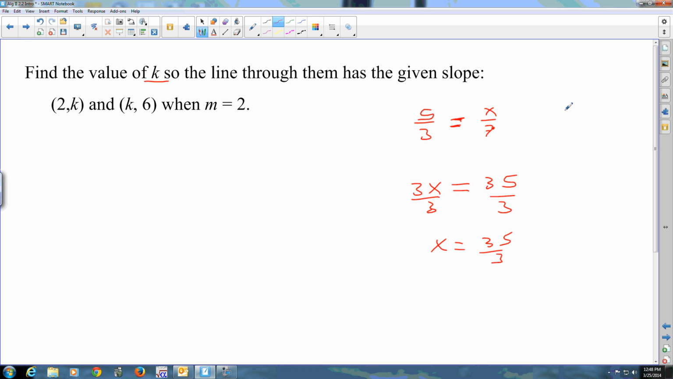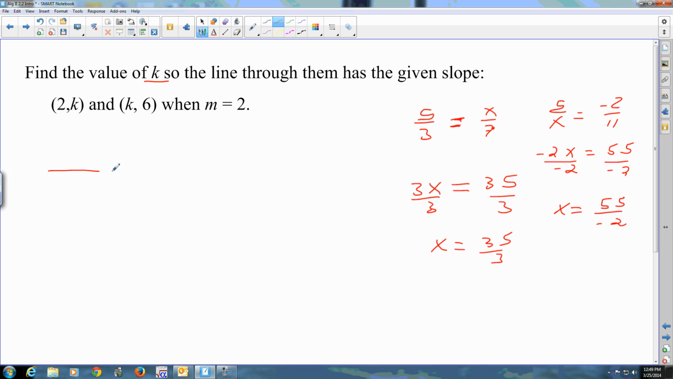It doesn't matter where the x is. If I have 5 over x is equal to negative 2 over 11, cross multiply. Negative 2x equals 55. Divide by negative 2. And you have x is equal to 55 over negative 2. Okay? This is a proportion. You cross multiply. So here goes.